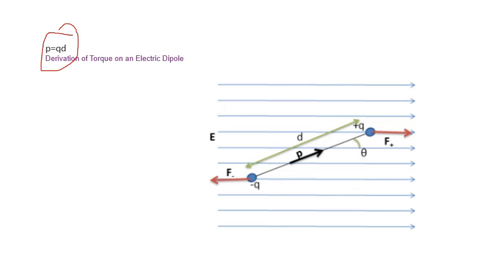If we place this in an electric field, we have shown here the electric field is from left to right. Then there will be a force. As we know, the electric field means this is the positive direction and this is negative. So the negative charge of the dipole will move towards the left and the positive charge towards the right.